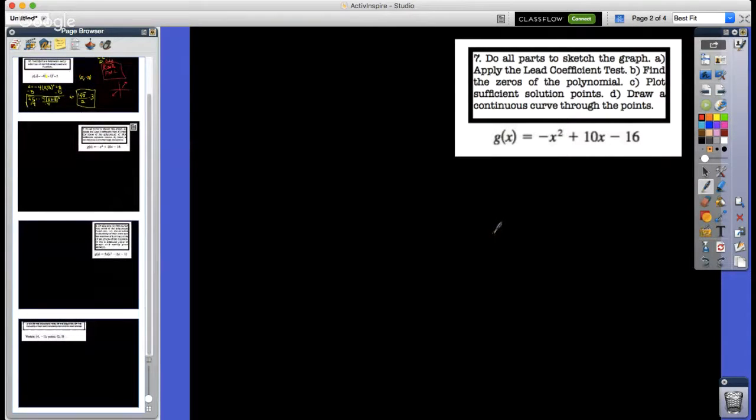This next one's a little interesting. It says: do all parts to sketch the graph. Apply the lead coefficient test, which is the end behavior, to find there. And then it says find the zeros of the polynomial and plot sufficient points to graph it. And then it says draw a continuous curve.